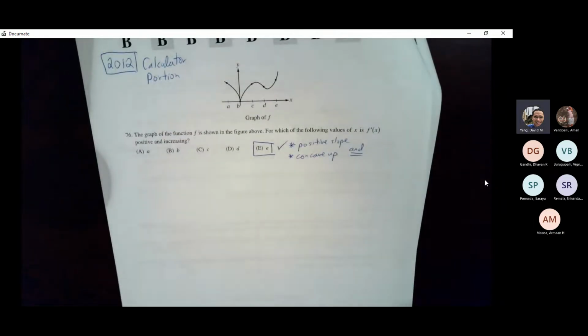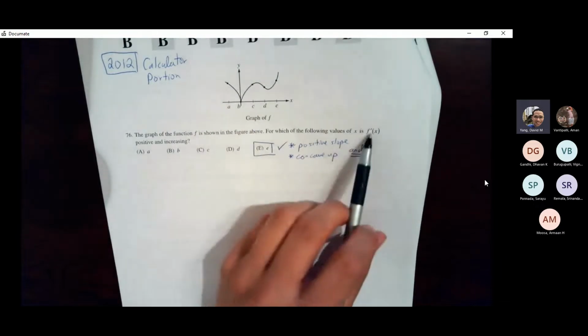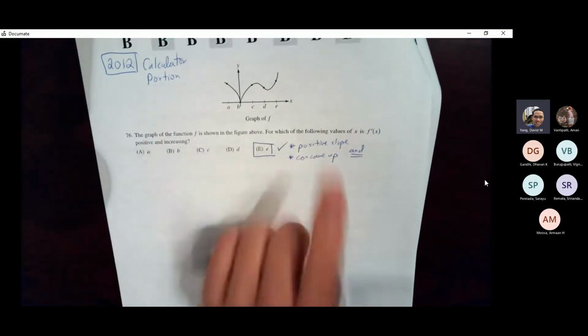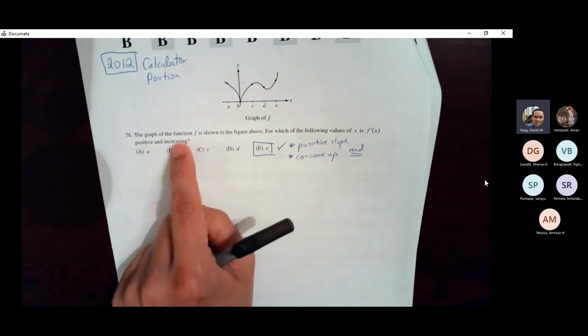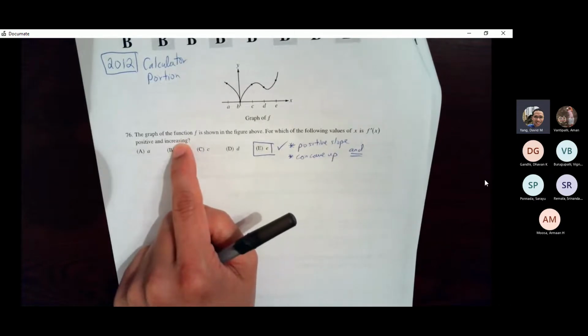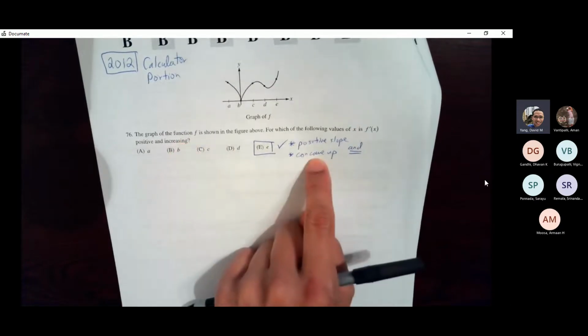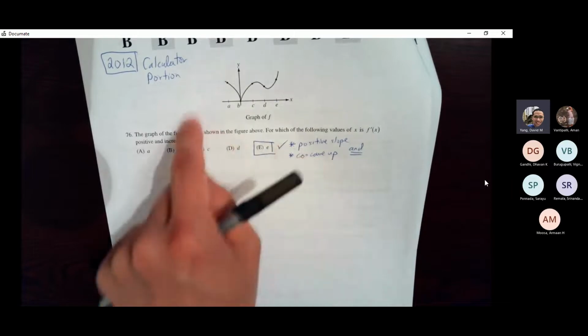Okay, the graph of the function f is shown in the figure above. For which of the following values is f prime positive and increasing? So f prime positive means positive slope. f prime increasing means that my second derivative is positive, which means concave up. So this is the original graph here.